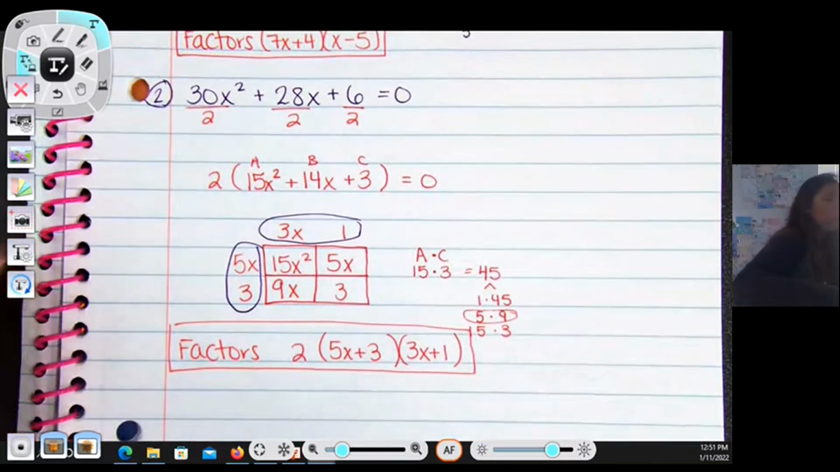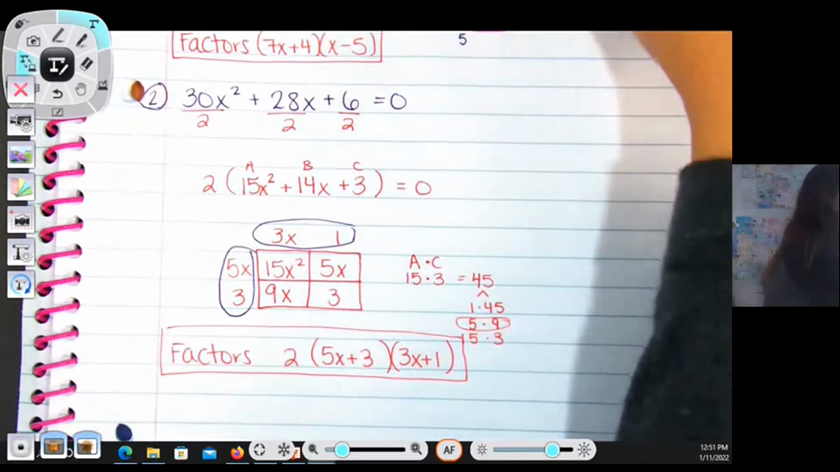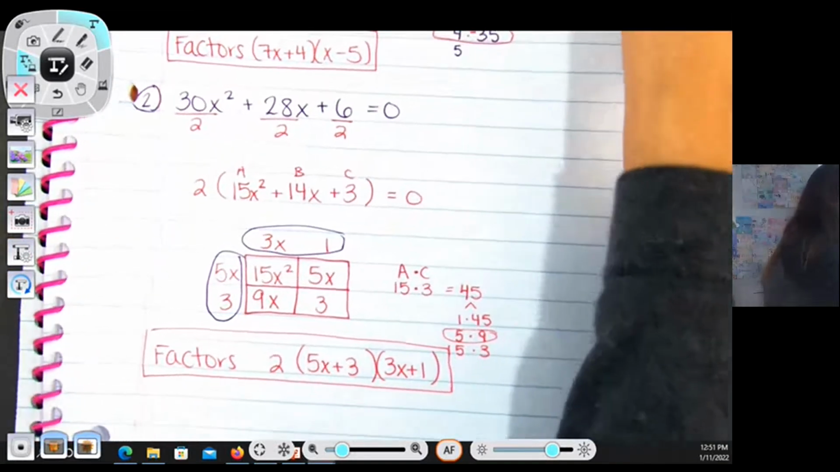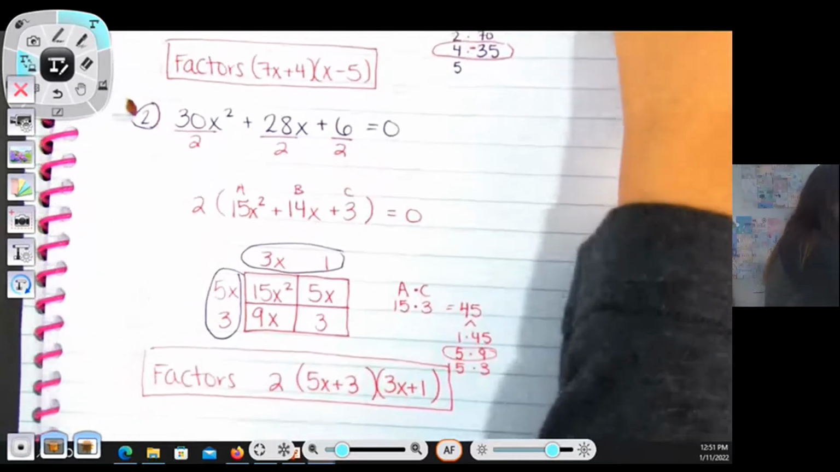You ready to try one on your own for a minute? I'm gonna give you 2. I want you to take a minute and try both. Take a couple minutes. These are the last 2 problems we're doing.